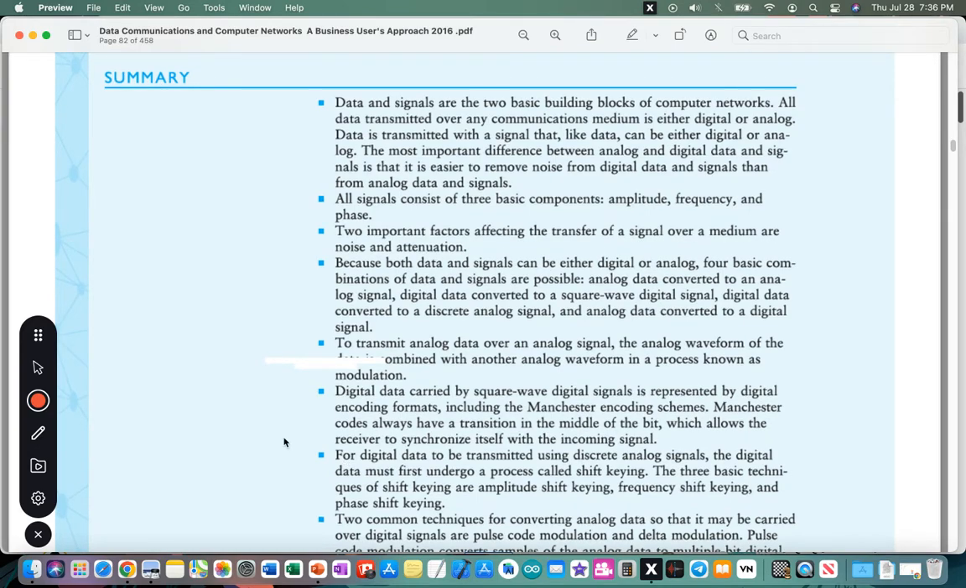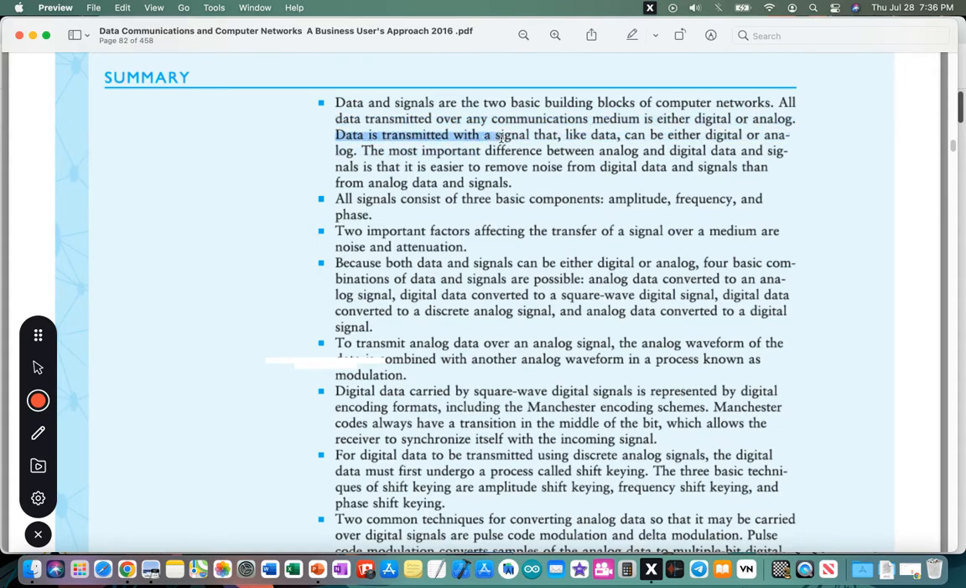And here's the chapter summary. Data and signals. This is the first thing. All signals consist of three basic components: amplitude, frequency, and phase. Two important factors. Let's read the summary word by word. Okay, the chapter summary. Data and signals are two basic building blocks of computer networks. All data transmitted over any communication medium is either digital or analog.